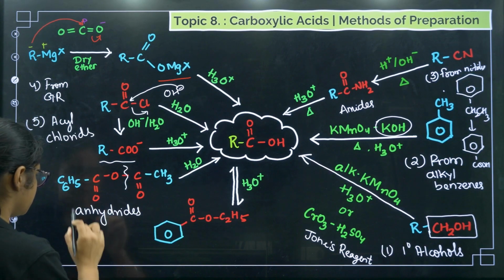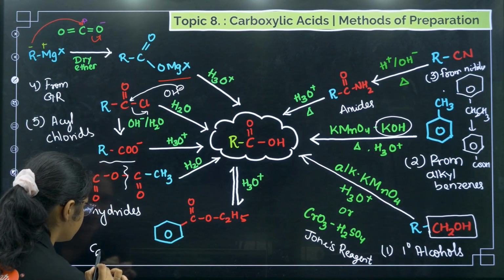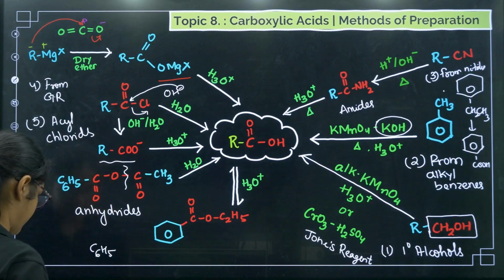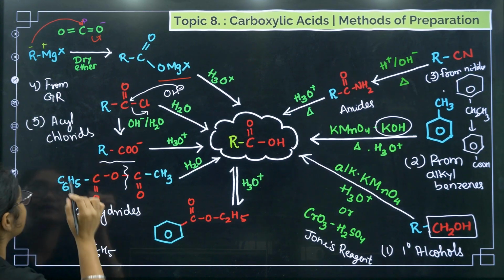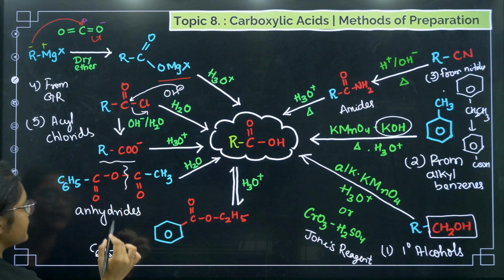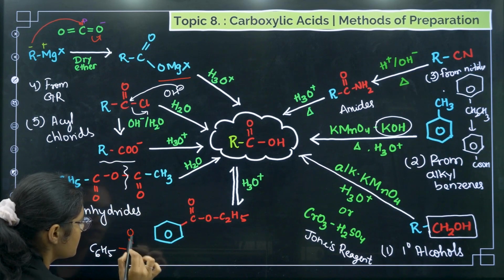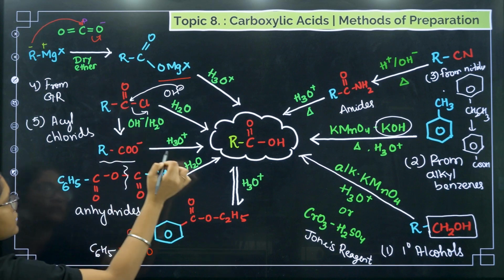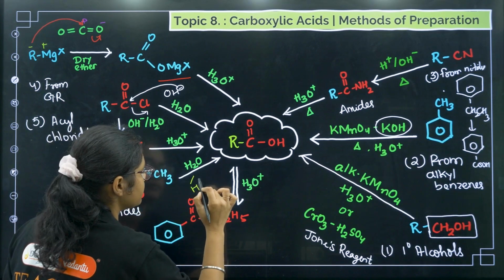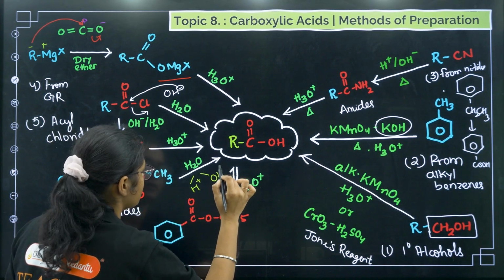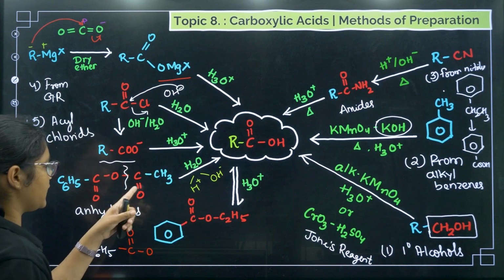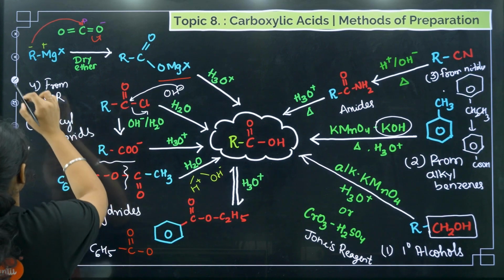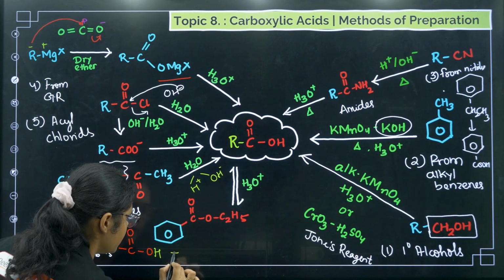Okay, so the products for this one will be C6H5, then we have C double bond O, right? Here one H will come. So if you just imagine how this water will break, H plus and OH minus, right? So this side if it is breaking, this H plus will come here, so we'll get OH.